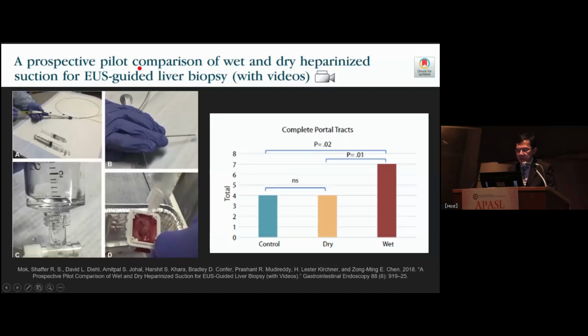This is a study published in 2018. It's a prospective pilot comparison between wet and dry heparin suction. You see that we fill the heparin until we see the drop and apply the syringe, filled with 2 cc of water with 20 cc suction. And look at the result. The complete portal tracts from the wet heparin technique are more than the dry heparin technique and the control, which is a dry suction technique. So it looks like the wet suction technique is good.